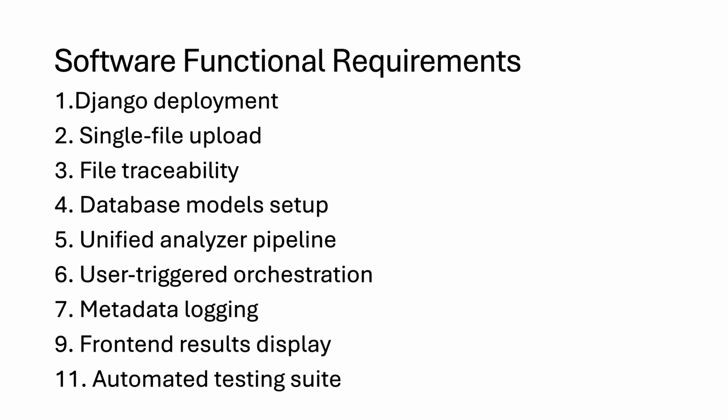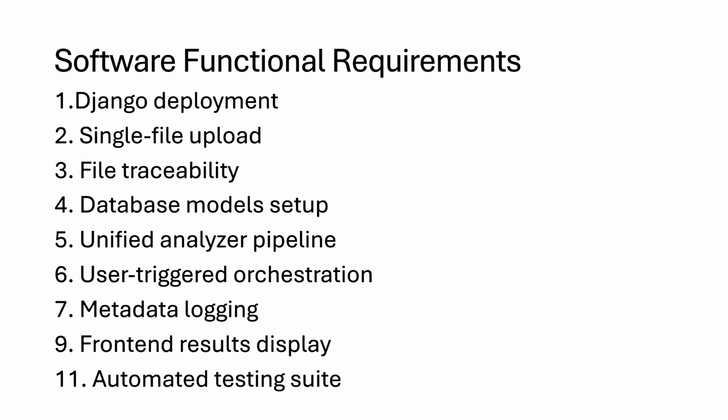Number 2, the system shall only allow the upload of a single Python file for the static code analyzer pipeline, enforced by validation checks and clearly handled exceptions. Number 3, the system shall persist uploaded code files using unique identifiers for traceability. Number 4, the system shall define database models for analysis runs, findings, and advice, and apply migrations so models are visible in the Django admin panel.